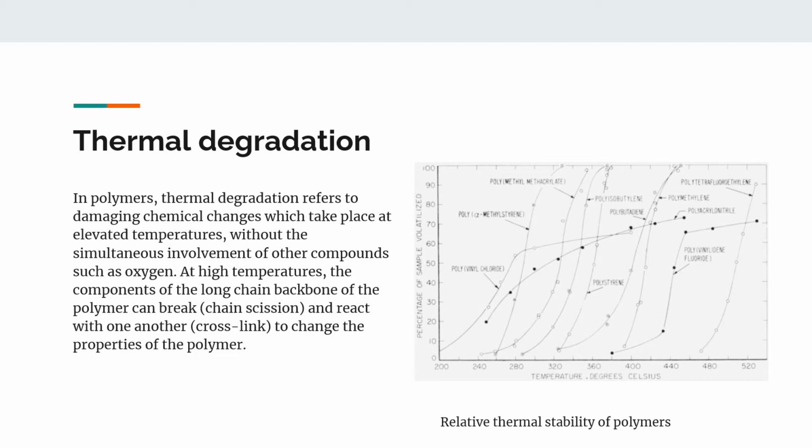An example of the thermal degradation is shown on the right side, where you can see temperature is in degrees Celsius at the x-axis and the percentage of sample volatilized is shown on the y-axis. And there are more than one of polymers showing how they are affected gradually by the thermal degradation.